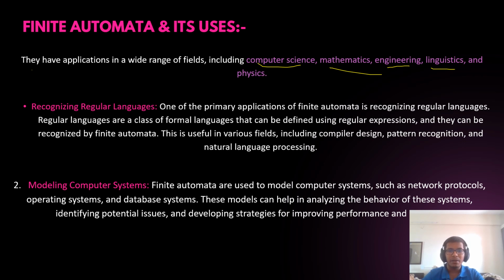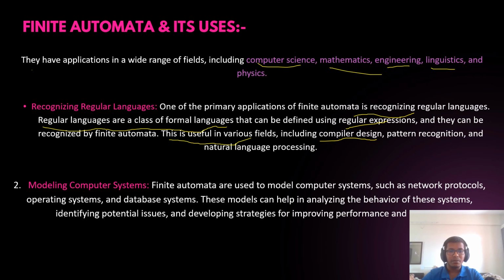One of the primary applications of finite automata is recognizing regular languages. Regular languages are a class of formal languages that can be defined using regular expressions, and they can be recognized by finite automata. This is useful in various fields, including compiler design, pattern recognition, and natural language processing.